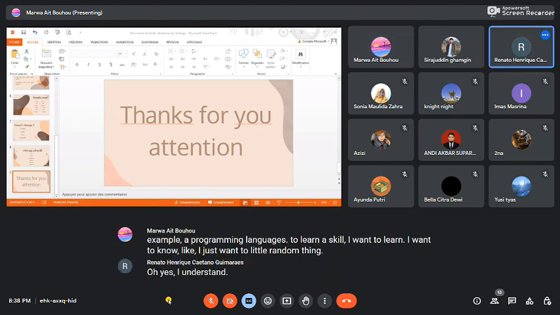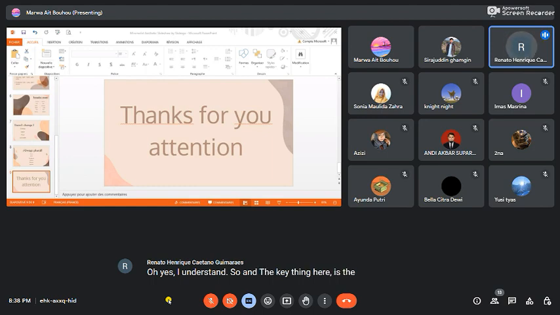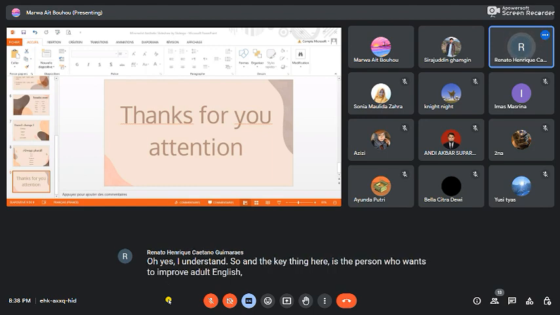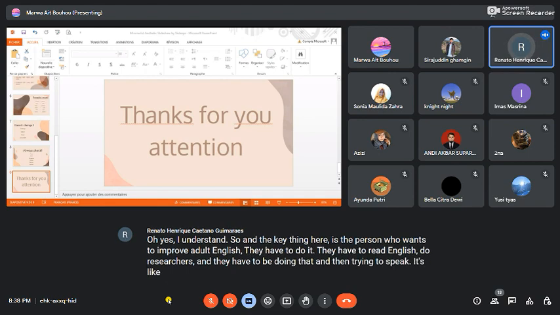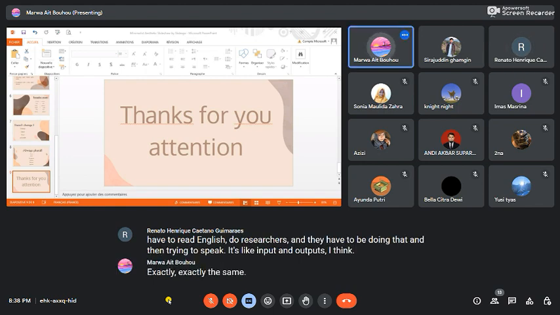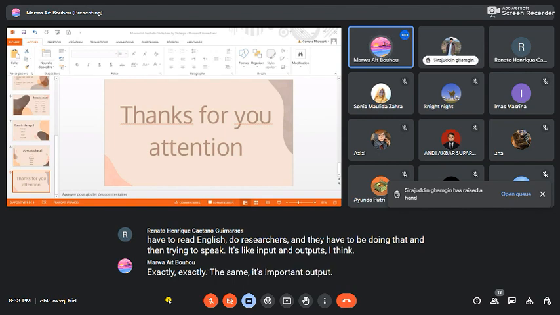Yes, I understand. So the key thing here is, the person who wants to improve at English has to read in English, do research, and keep doing that, and then try to speak. It's like input and output, I think. Exactly the same. It's input and output. This is it.